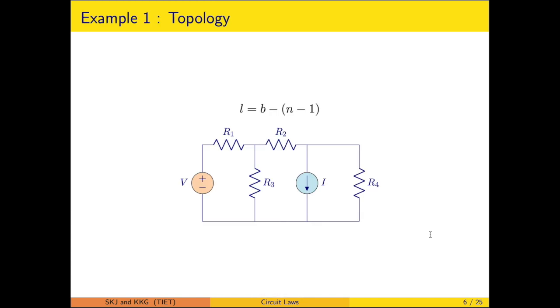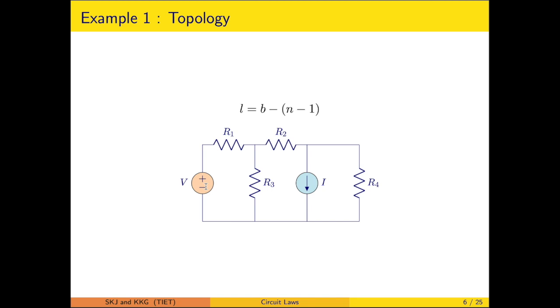Now just to understand the topology, we have considered a few examples. In this we will first identify the number of branches. So this is a branch, this is a branch, branch, branch, branch, branch. So basically it has 6 branches. Now we have to identify the nodes.